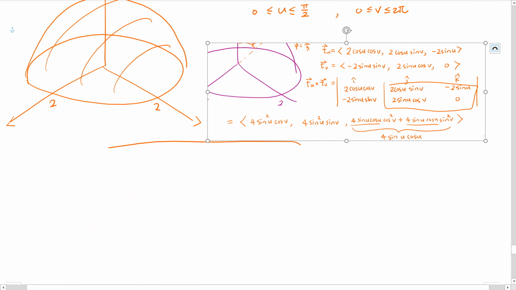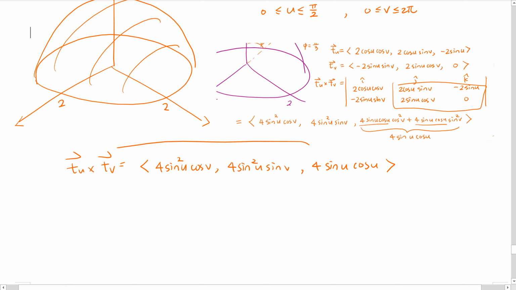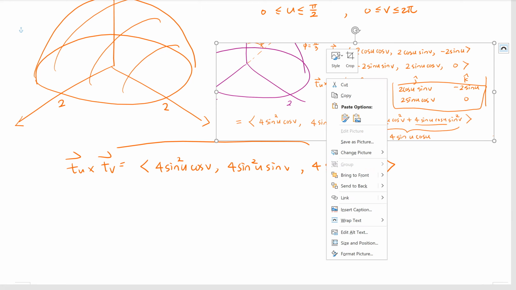Let me also write it down: Tu cross Tv is, let's copy down, 4 sine u squared cosine v, 4 sine u squared sine v, 4 sine u cosine u.